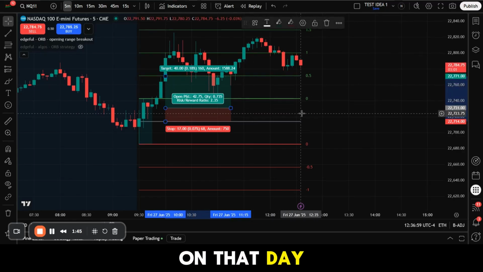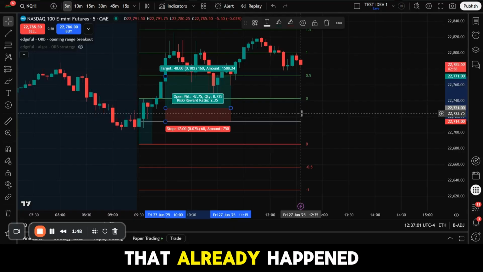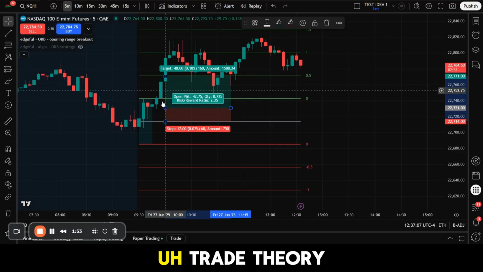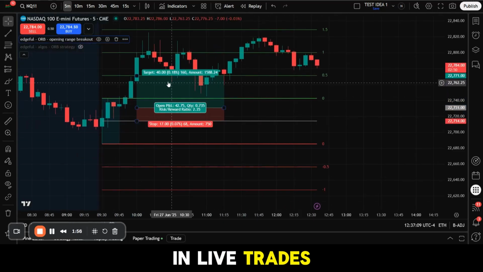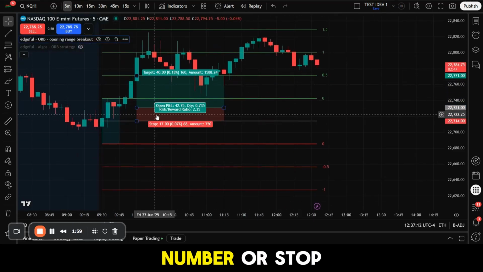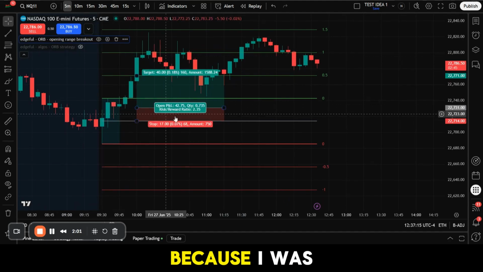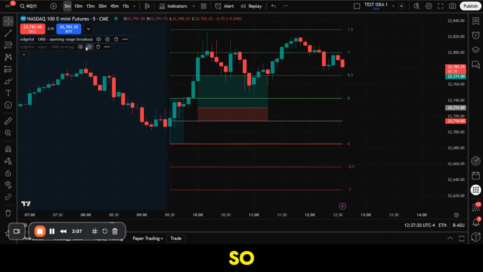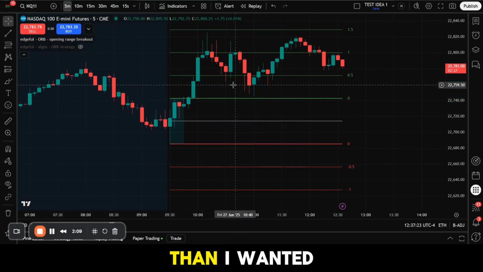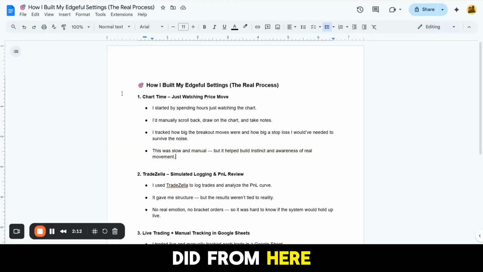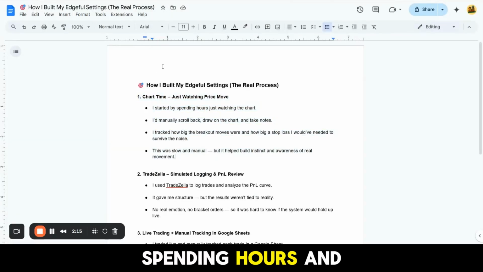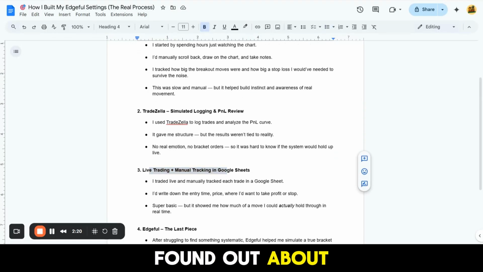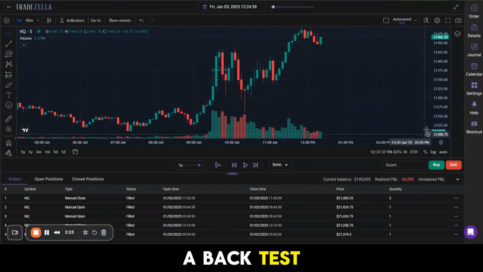It worked on that day, but I was just overfitting trades that already happened. So when I would use this trade theory in live trades, I never knew the exact target number or stop I was really okay with, because I was missing a core piece, which was the true backtest result. How I got to that point took me longer than I wanted. I had chart time, spending hours and hours, skipping other steps, going live trading, losing money. But then I found out about TradeZella, which I've got a backtest open.